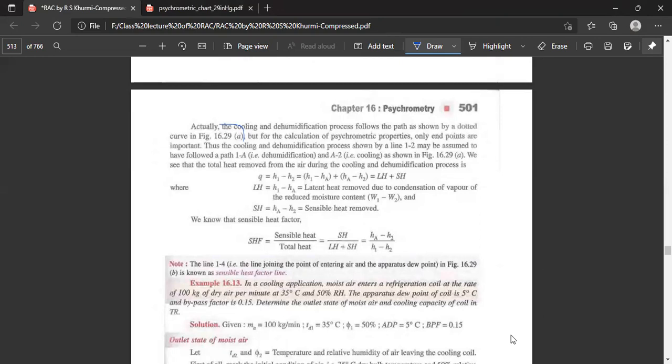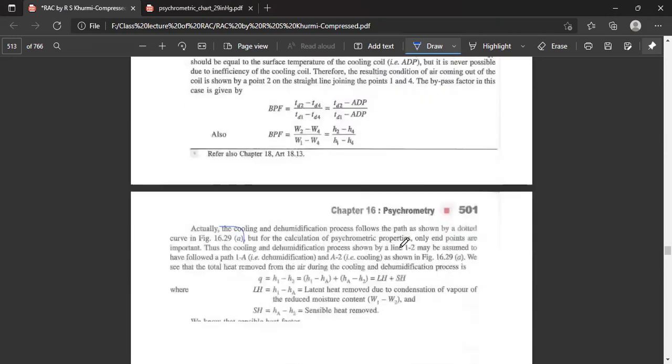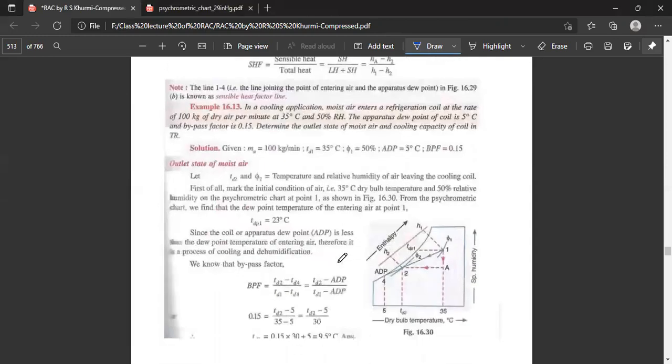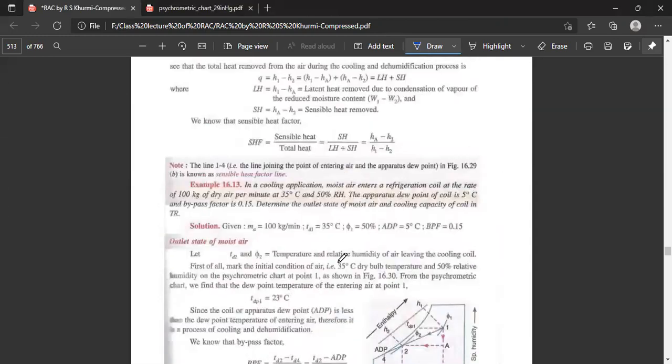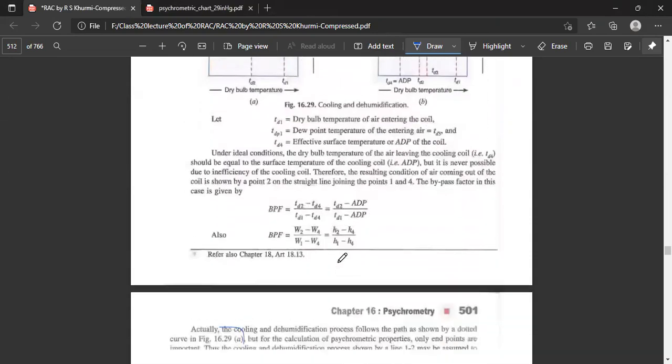Now the line 1-4, the line joining the points, is shown as the sensible heat factor line. Here is the line joining 1 to 2, the line joining the points, which is the sensible heat factor. 1 to 4 from here.